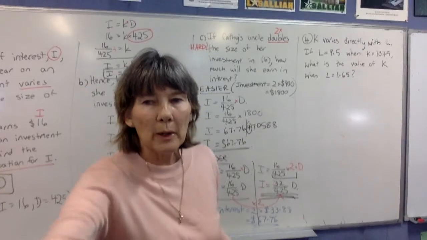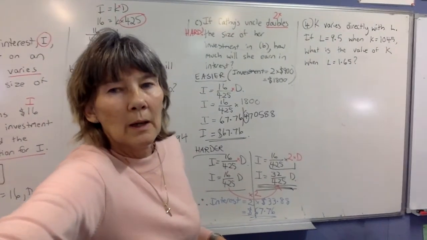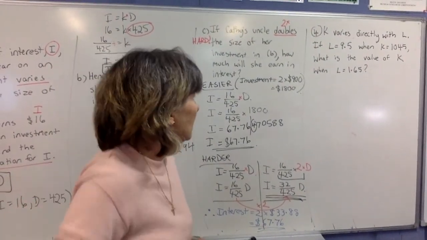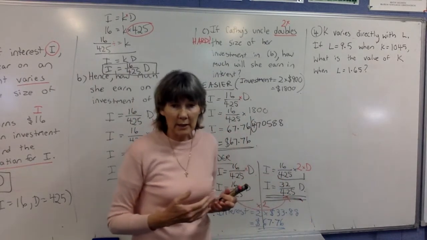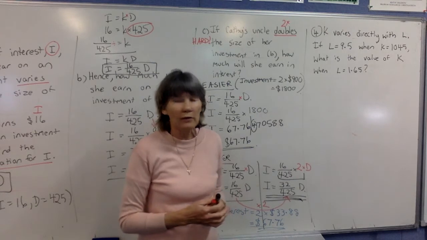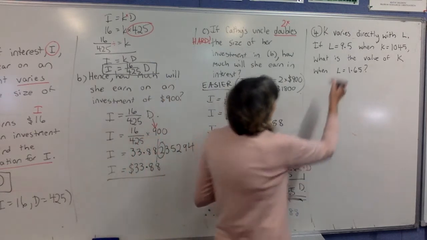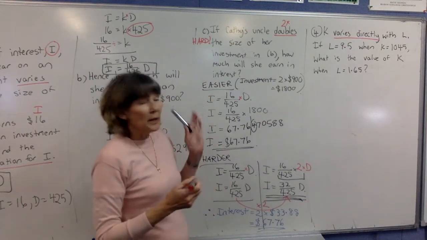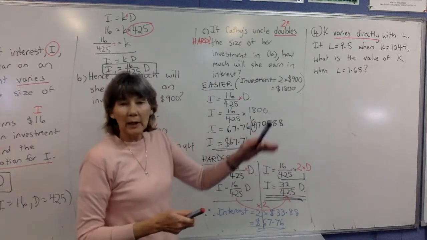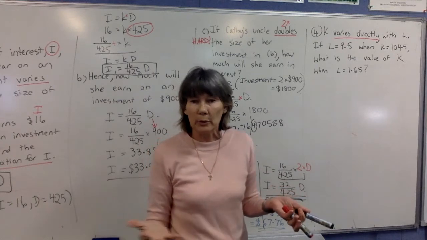Okay, all right, so we're going to have a look at one more question. Now, this one is very vague, and these are really badly done in tests. I really don't understand why, but they are. They're very, very badly done. Okay, so there's your varies directly. And it's pretty easy what they've said there. K varies directly with L. I haven't even confused you with words.